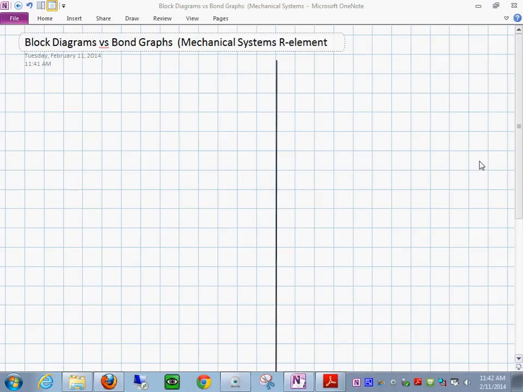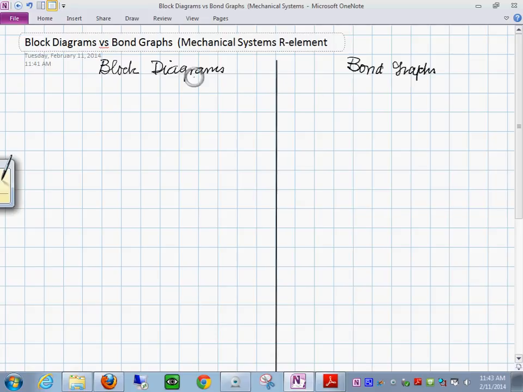Okay, so let's take a look now at the block diagrams versus bond graphs for the mechanical systems, and the R element is what we have in mind today. So on this side, I am going to put the block diagrams, and on this side, I'm going to say these are my bond graph models. Okay, so let's propose the mechanical system.